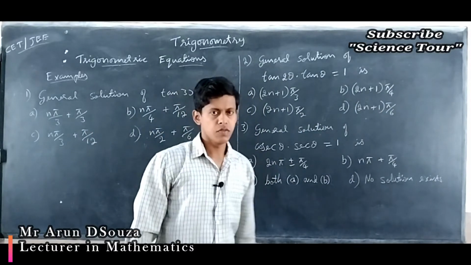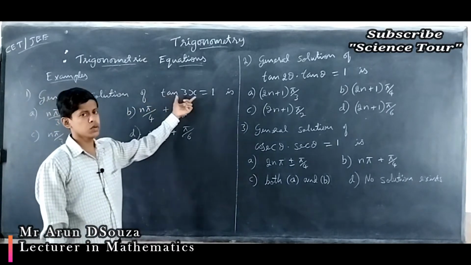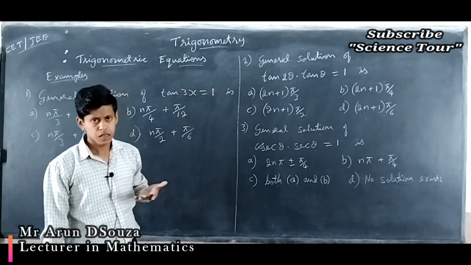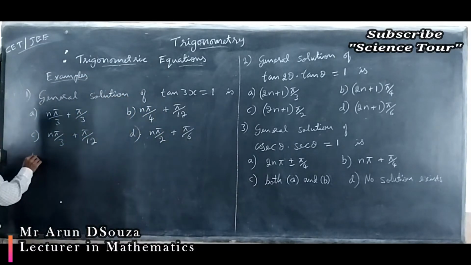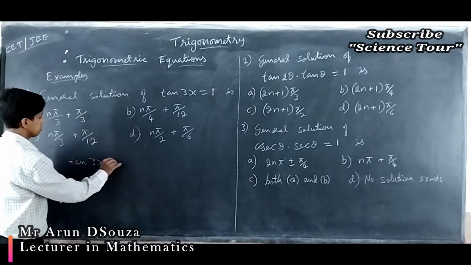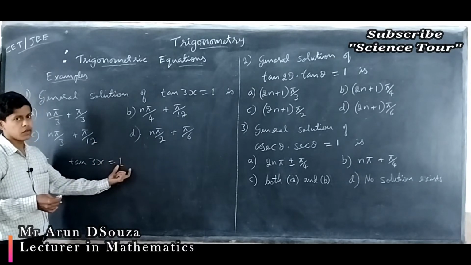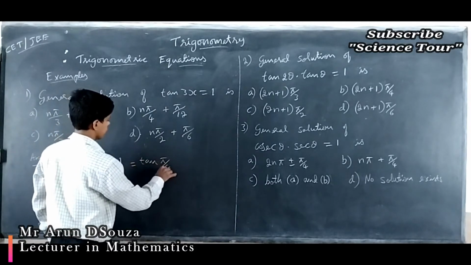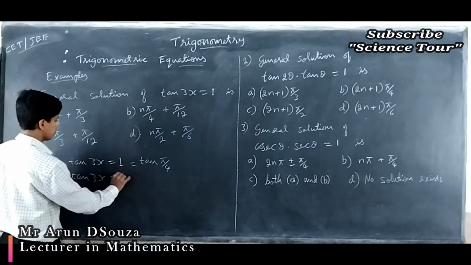Dear students, let us look at a few very simple examples to begin with. This is the easiest one. You just have to write this in the form of tan theta is equal to tan alpha. Then the general solution is n pi plus alpha, right? So now let us begin with the given equation. The trigonometric equation is tan 3x is equal to 1. Now I want to write this as tan theta is equal to tan alpha, so I should convert this 1 into tan of some angle. As you know, tan 45 is 1. So now what did I get? tan 3x is equal to tan pi by 4.